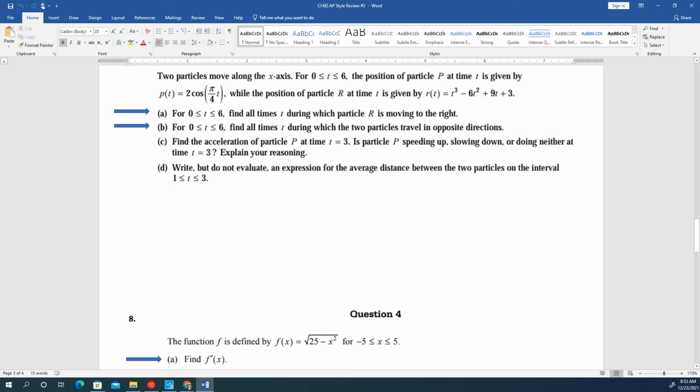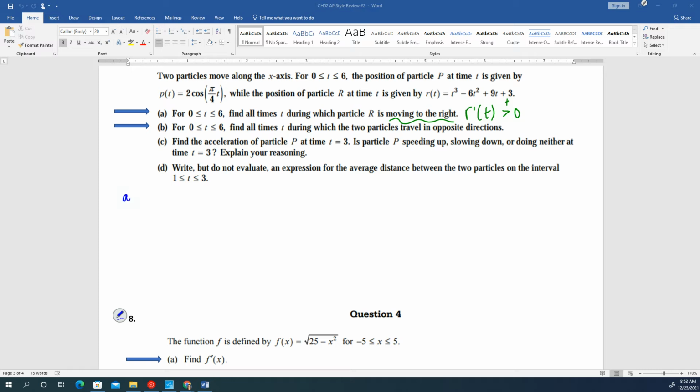So A says, in between those 6 seconds, find all times t during which particle R is moving to the right. Anytime you're asked what direction, we need to find the derivative, or the velocity, because velocity is speed with direction. So I want to find when r prime of t is positive, or you could say greater than 0. Then that would mean it's moving to the right.